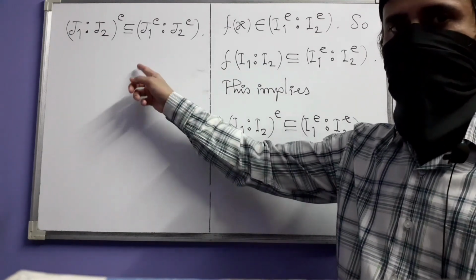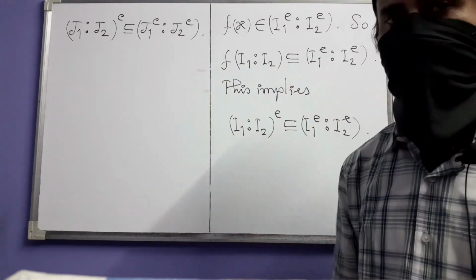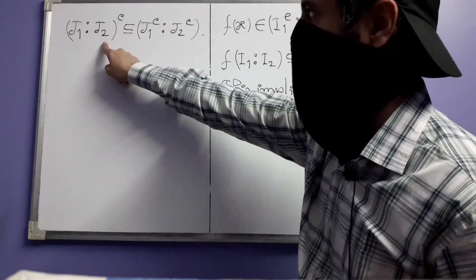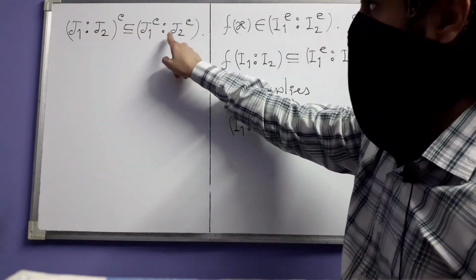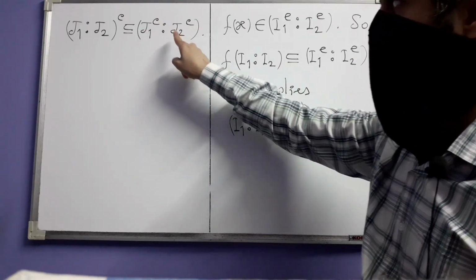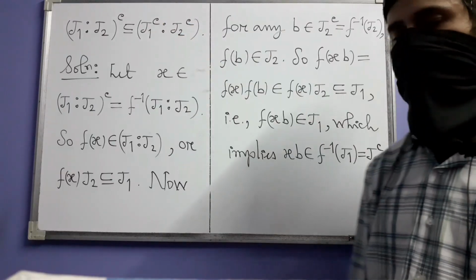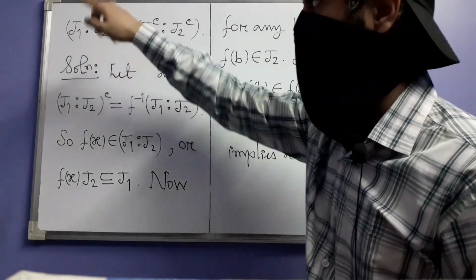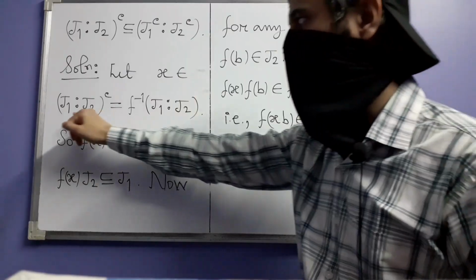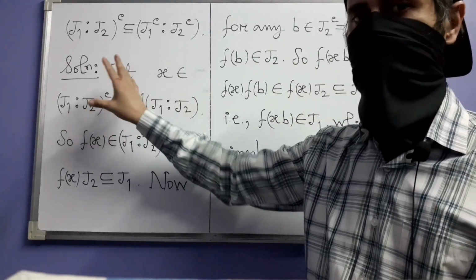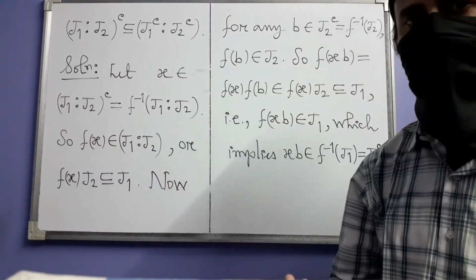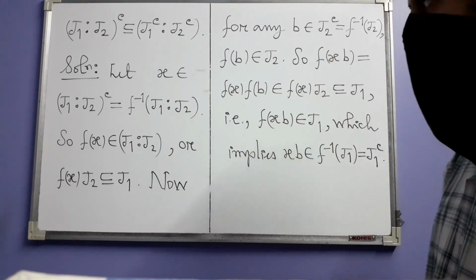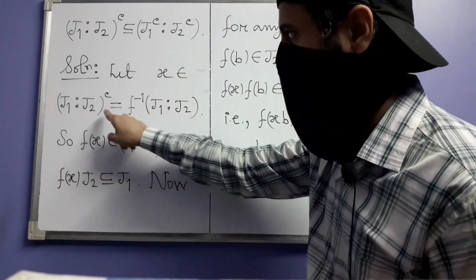And next we have this one, which involves contraction and the ideals J1 and J2. The contraction of (J1 : J2) is contained in the quotient of J1 contraction and J2 contraction. To prove this containment, we take an element x here. This time we don't take an element in just the quotient. We straight away use the entire contraction, because contractions are very easy. They are just inverse images under our function f. So let x belong to this.